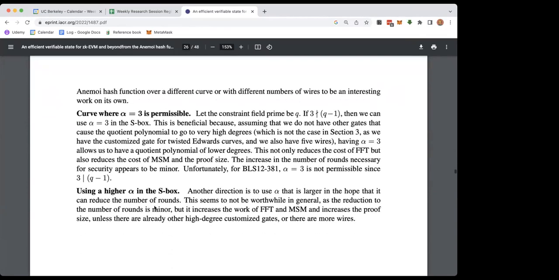We also mentioned that if I use a higher alpha, it's not worthwhile in general, because the number of rounds doesn't go down that fast.